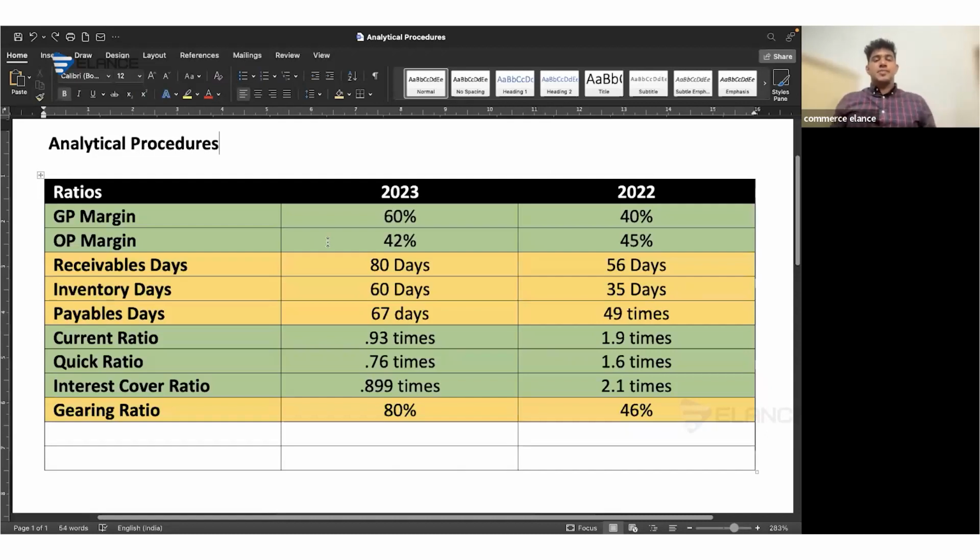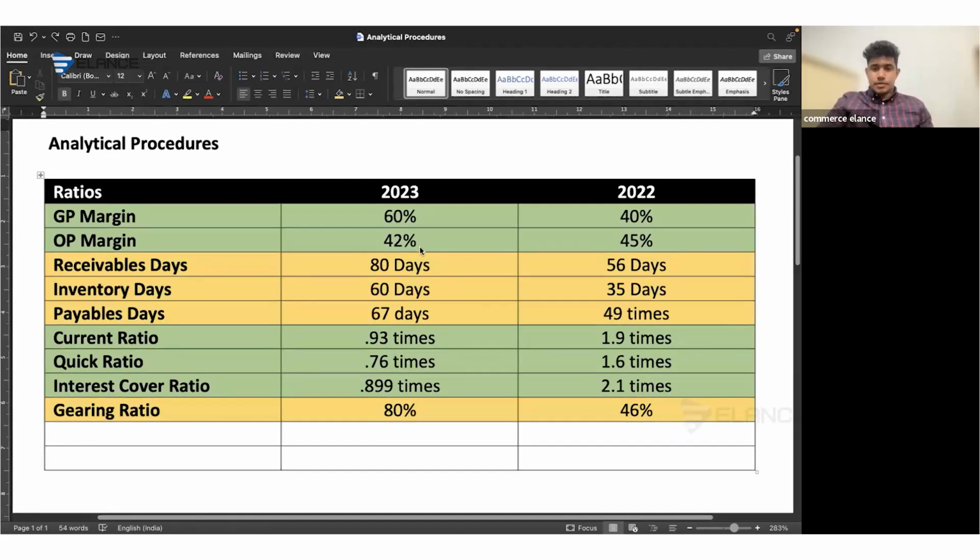We need to interpret in this manner. The company's gross profit margin has increased from 40% to 60%, and the operating profit margin has decreased from 45% to 42%. Therefore, there can be chances that expenses that need to be included within cost of sales might be misclassified into operating expenses, leading to overstated operating expenses and understated cost of sales. So this is the risk you need to give there. Is that clear, everyone?